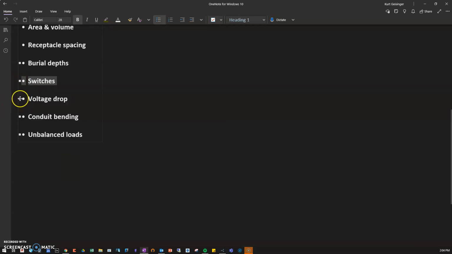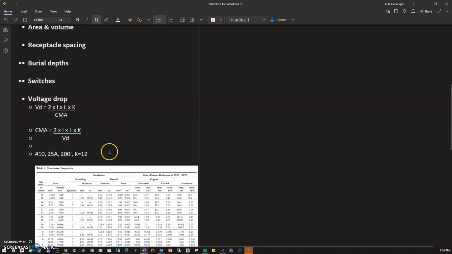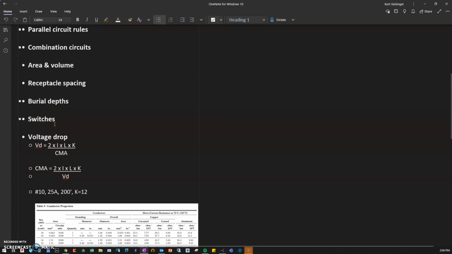Probably the biggest thing we have left, the biggest topic, is your voltage drop, right? So we really have 2 different formulas that you need to be aware of with voltage drop. The first being, I guess we first have to ask ourselves, what are we looking for when we talk about voltage drop? Are we looking for how many volts are we going to drop? Or are we looking for what size wire are we going to need to run? So there's 2 different ways they might ask a question.